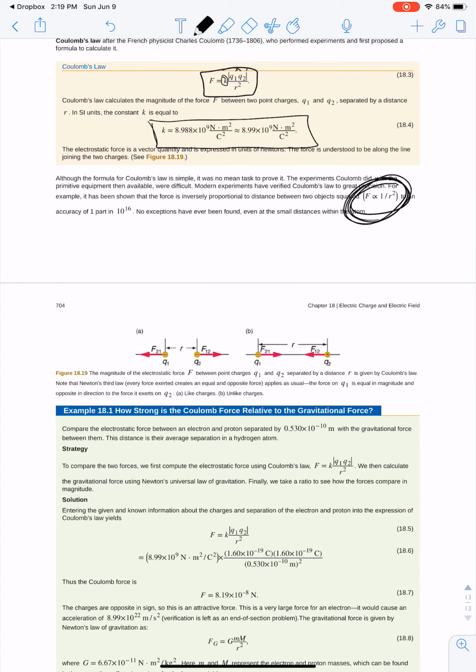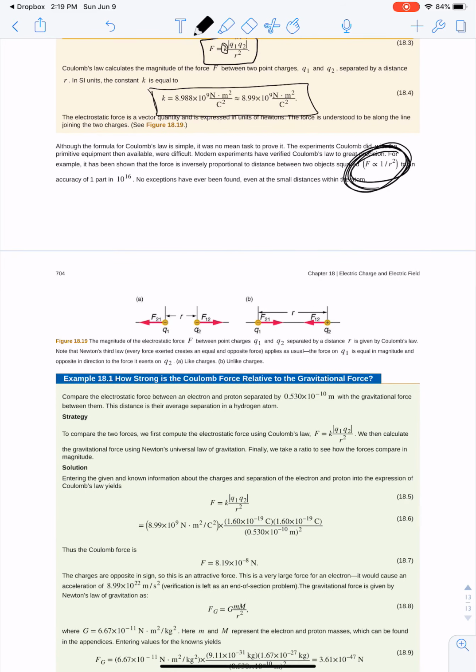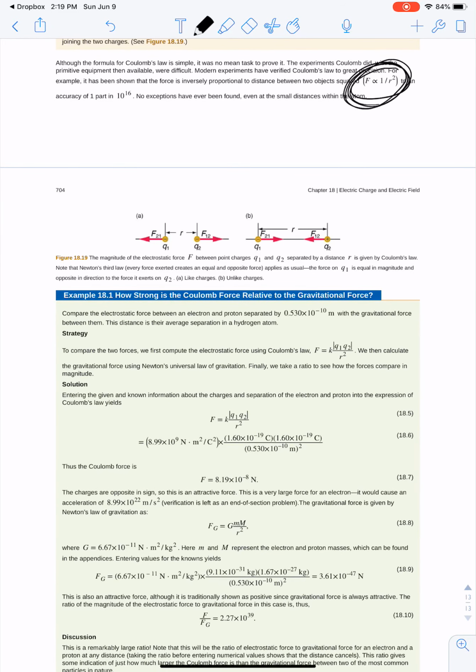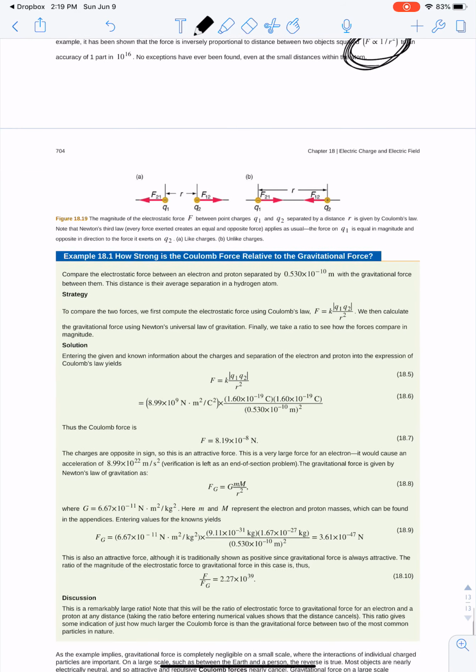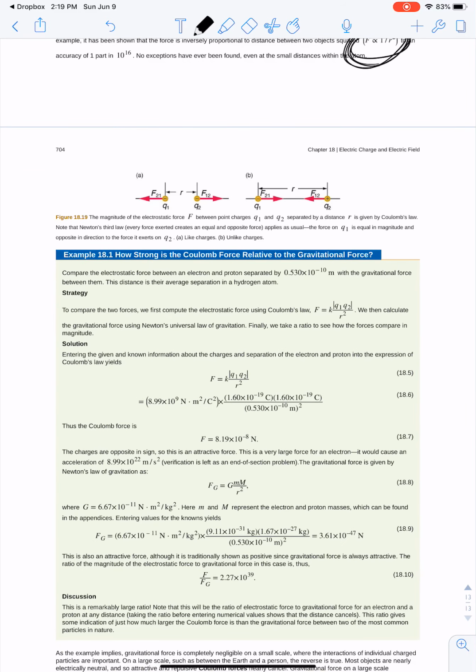So if you double the distance, you reduce the strength of the force by 4, or 2 squared, 1 over 2 squared. Okay, so how you do a problem like this: you've got one charge here, you've got another charge here. What's the force between them? Well, you know they're going to repel each other. So that's why you have an arrow here. The force from 2 on 1 is pointing away, and the force from 1 on 2 is pointing away.